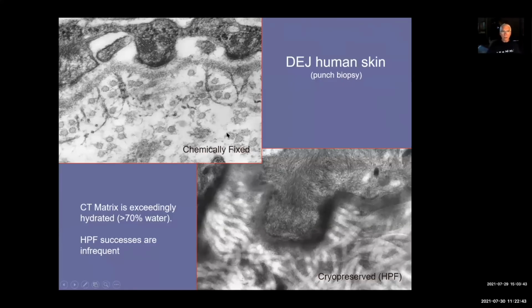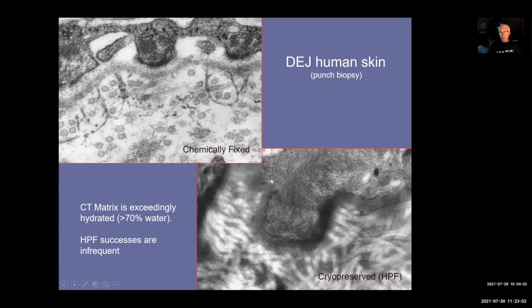Also in skin, I mentioned I'd show this image to you earlier. So here is skin fixed in glutaraldehyde, and here is skin following high pressure freezing. So a couple of artifacts become immediately obvious in the chemically fixed material. First of all, the lamina densa.